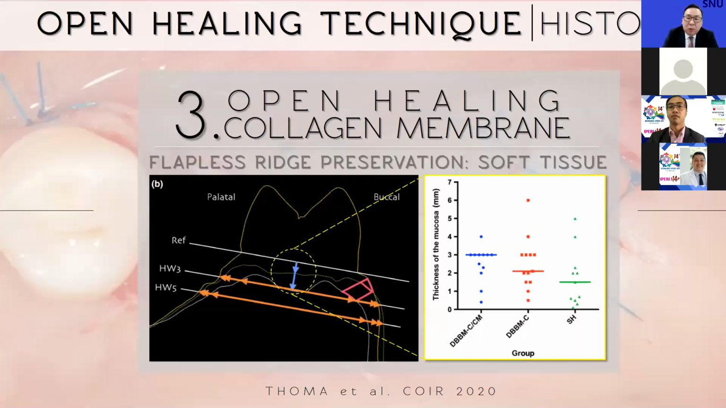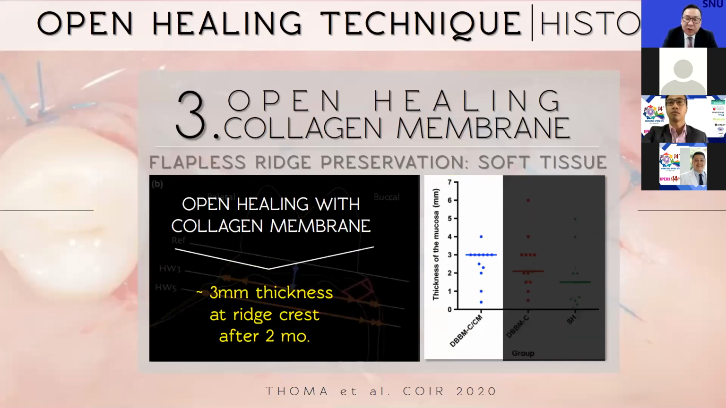And then I want to come to this paper. It was recently published by Dr. Thoma et al., the Swiss group, in COIR in 2020. I think following this period, there were some questions about the soft tissue that was forming in these areas where ridge preservation was done with a collagen membrane. And I was always curious how much soft tissue thickness we would gain from open healing. And we finally have an answer from this study.